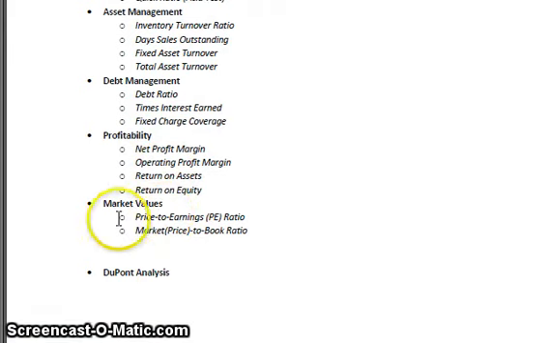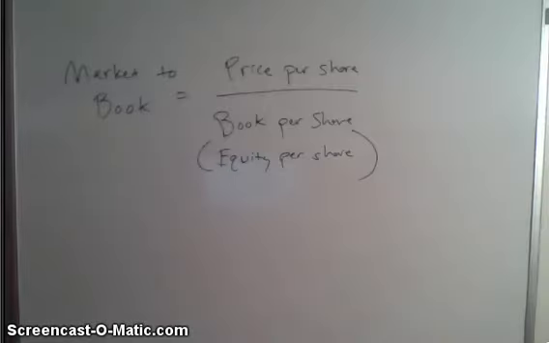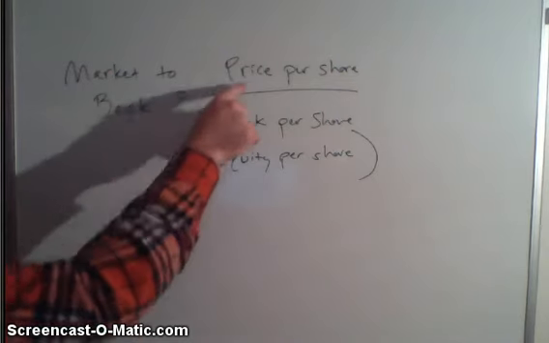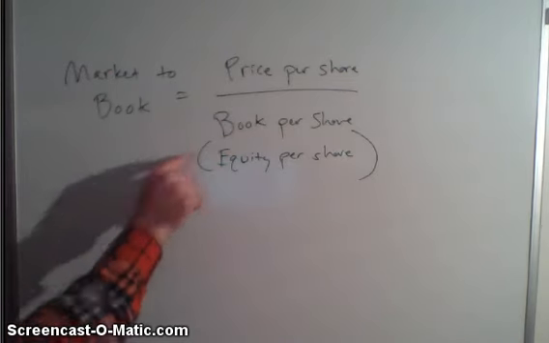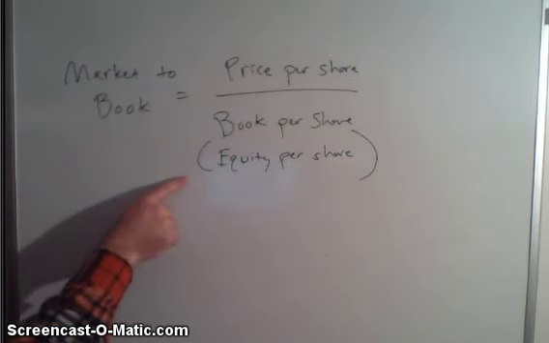So the last ratio, and we'll be done. I don't know if we'll talk about DuPont analysis or not, but the market to book ratio, instead of taking the price per share divided by earnings per share, you take price per share divided by book per share. Book is equity. So here's the formula. Market to book is price per share divided by book per share, which is the same as saying equity per share.